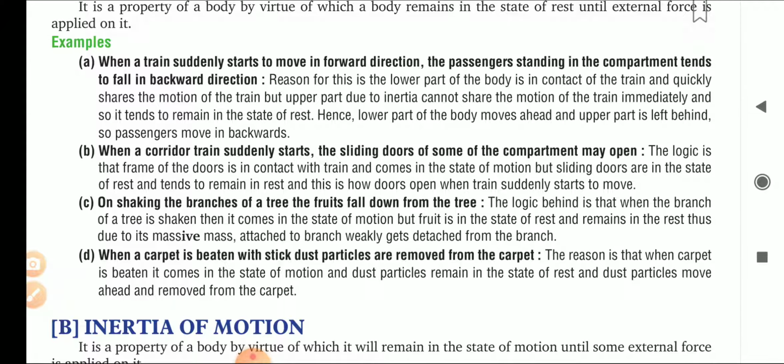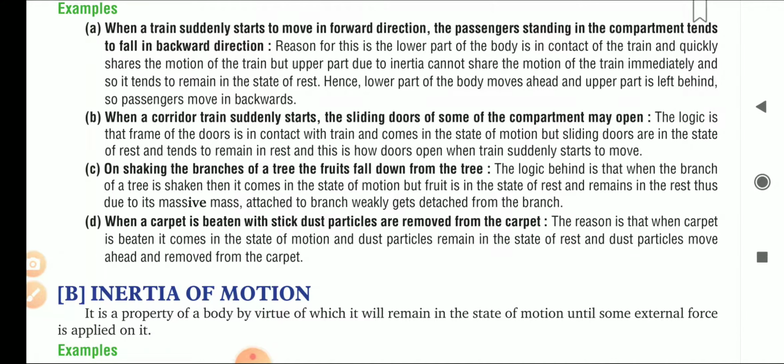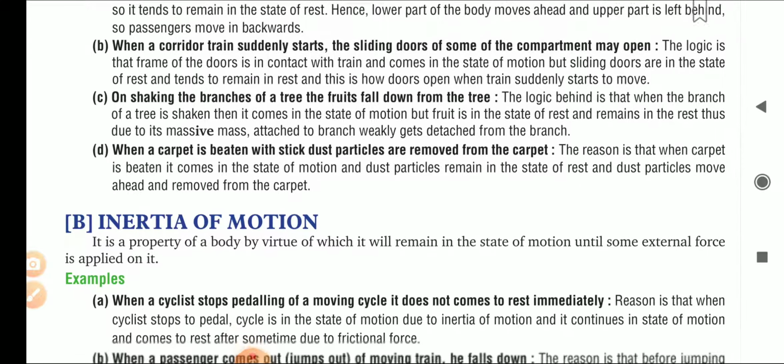When a corridor train suddenly starts, the sliding doors of some of the compartments may open. Here also the logic is that the frame of the door is in contact with the train and comes into a state of motion, but the sliding doors are in a state of rest and tend to remain at rest, and this is how doors open when the train suddenly starts to move. So these are the same.